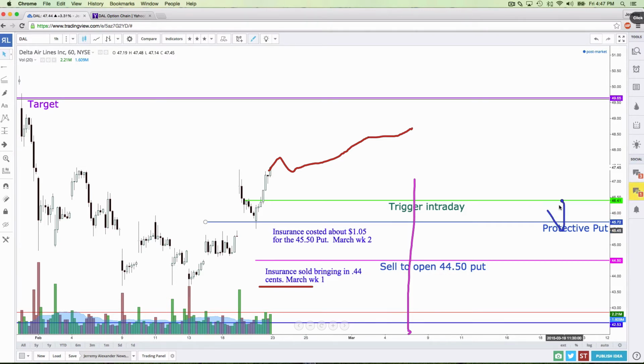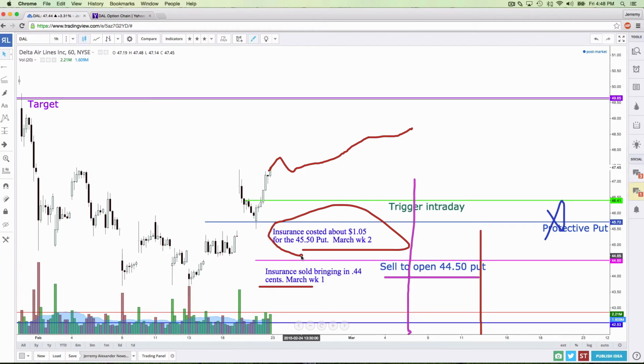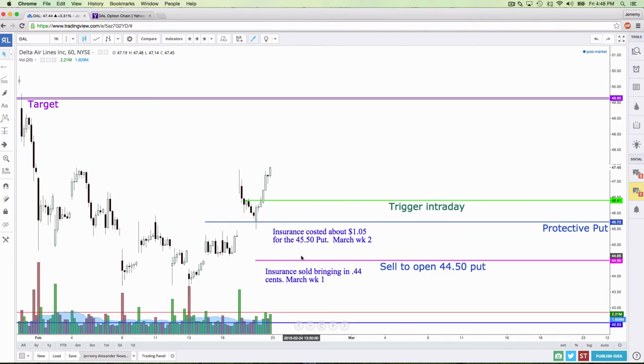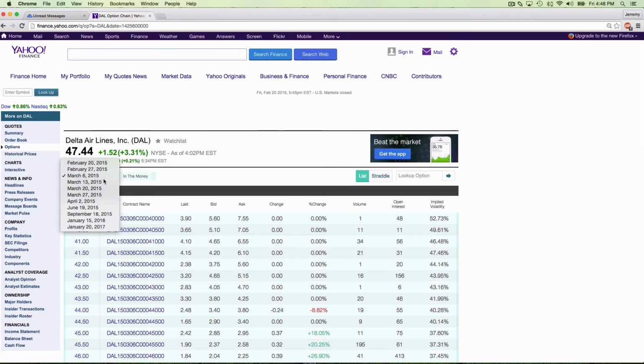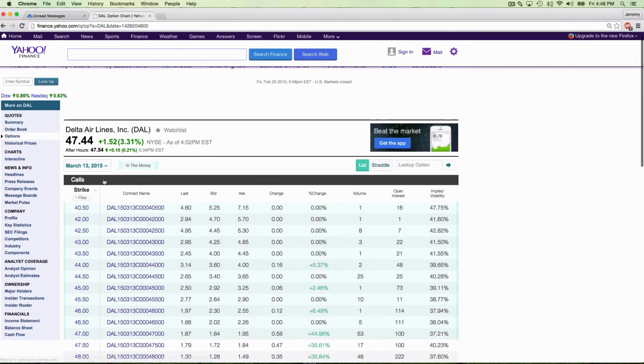I still have this protective put, and I could potentially do it again for March week 2, maybe bringing in, I don't know, 10 cents or 20 cents and offsetting my initial insurance just a little bit more. I could do that. I could turn right around and do both. So I could do a March week 2 right now. Here's a March week 2.